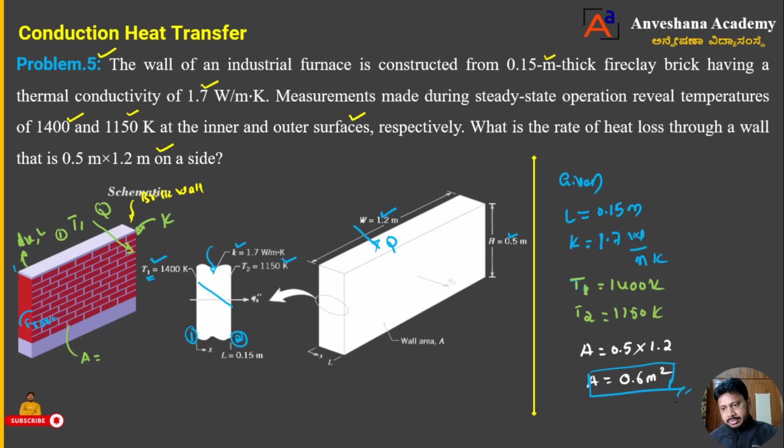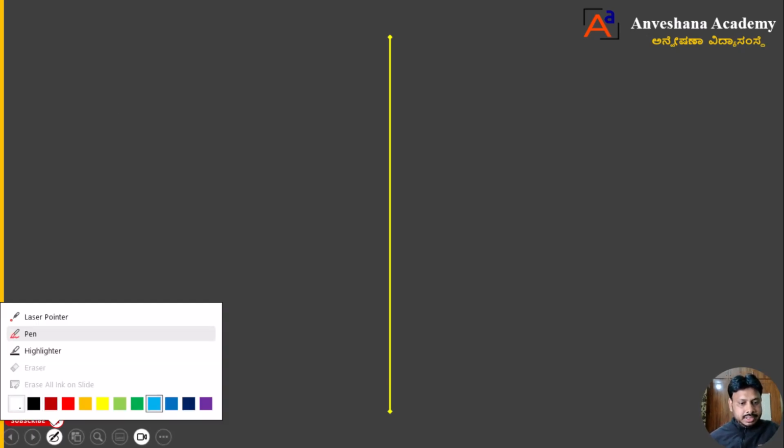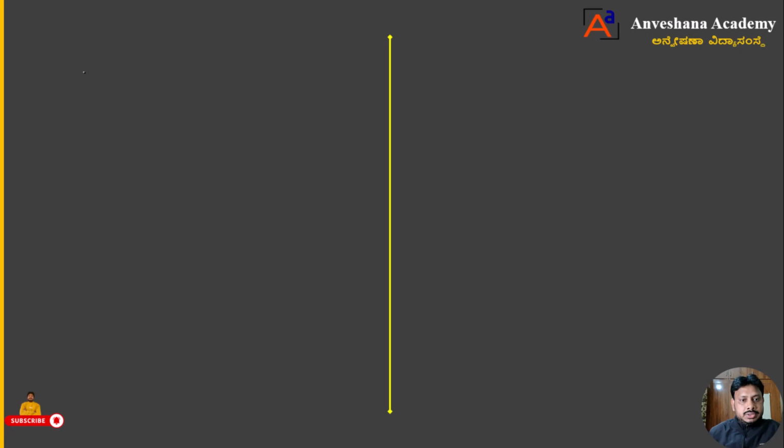So now what do I have to do? He is asking to calculate the rate of heat loss, or rate of heat transfer. That is, the total amount of heat going to transfer through this wall. To calculate that we have an equation, Fourier's law of conduction equation. I will write it here, dear students. Q is equal to minus kA into dT by dx.